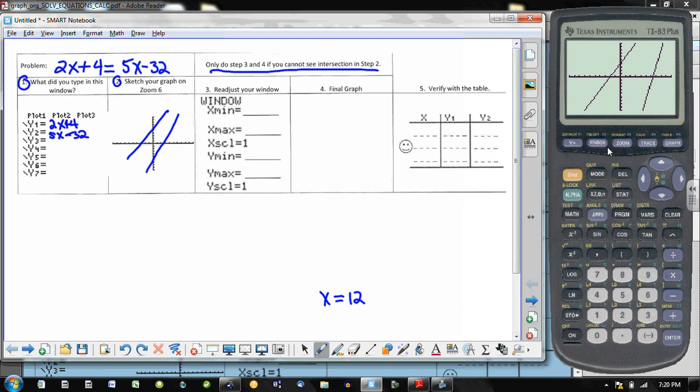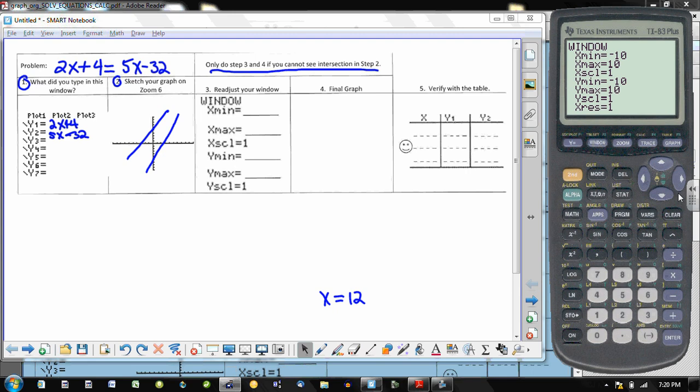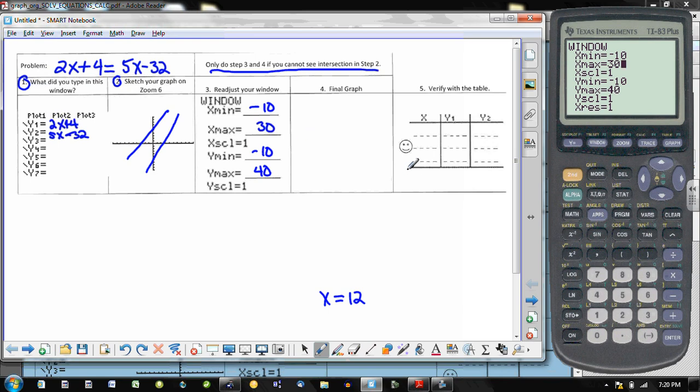This is just you recording again what you made your window. So, like I said, we can go up to 40. So we change Y max to go up, or to go down, we change Y min. And I'll make my X max 30, and then go back. Now I'm going to copy that in, so I'm recording it. I spotted you the x scale equals 1. You guys don't have to mess with that. You notice I did not change my x min or y min because I don't need to go left or down.